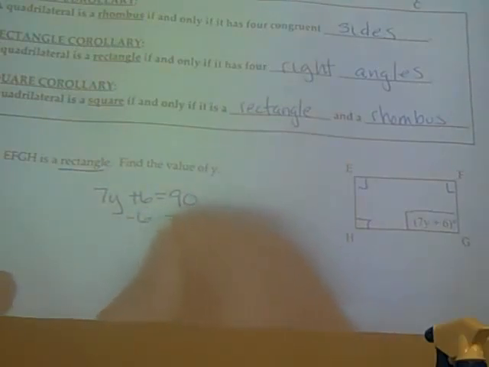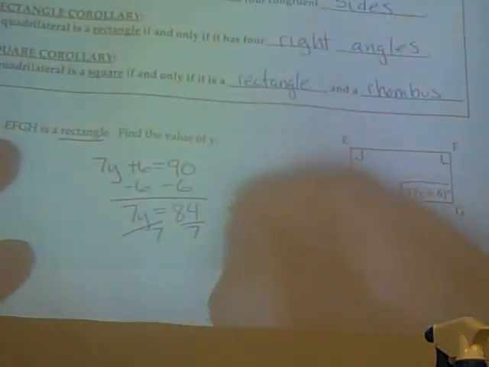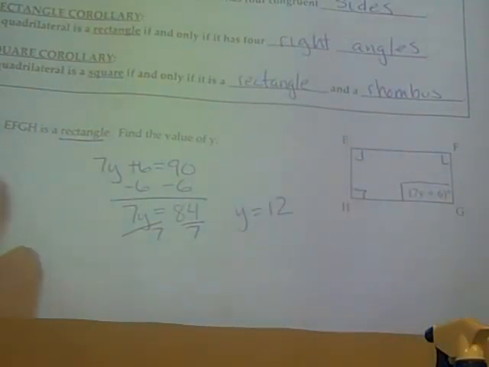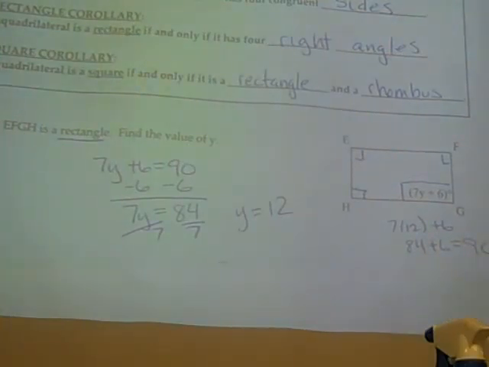We subtract the 6 from both sides and we get 84. 7y equals 84. We divide by 7 to get y by itself. And then we go ahead and find out y equals 12. Well, I should be able to plug it in here and get 90. 7 times 12 plus 6. 84 plus 6 equals 90. So I was able to go ahead and check my answer and find out that I was right.